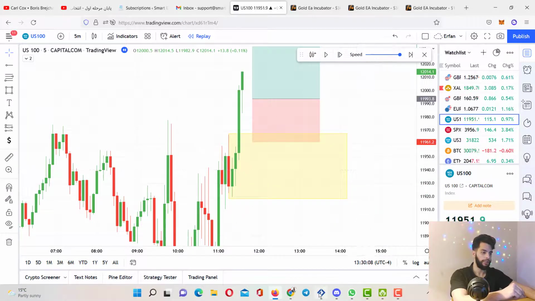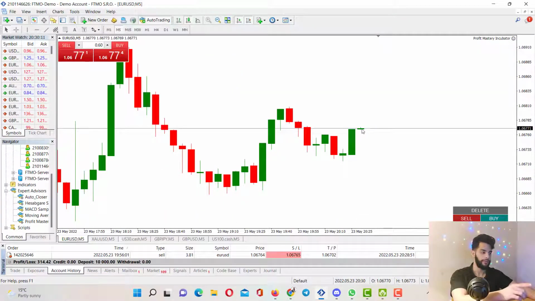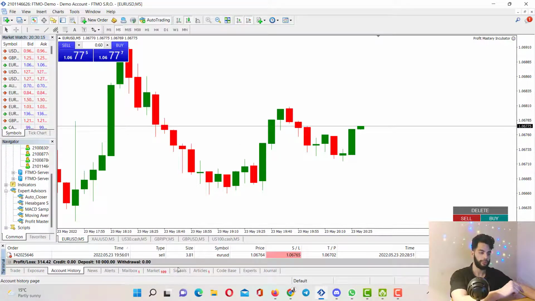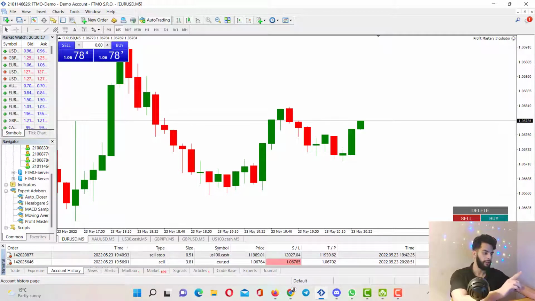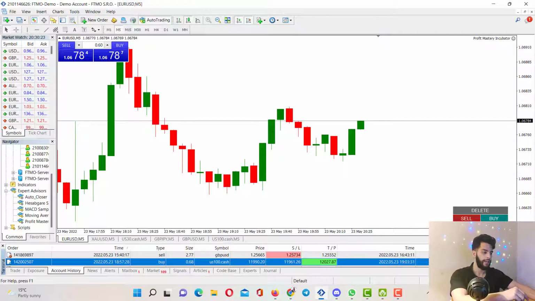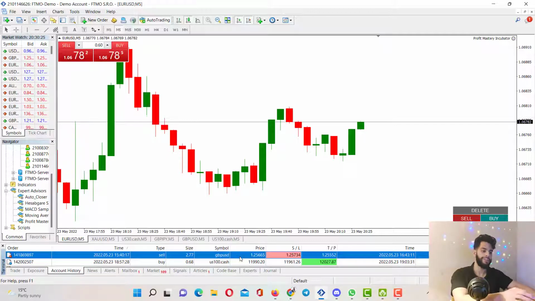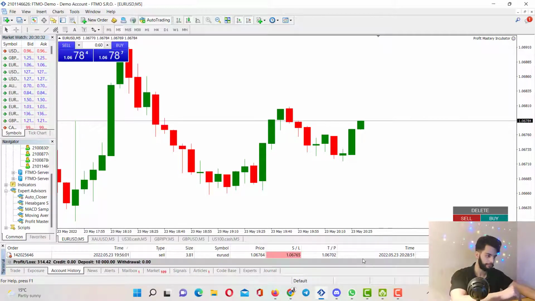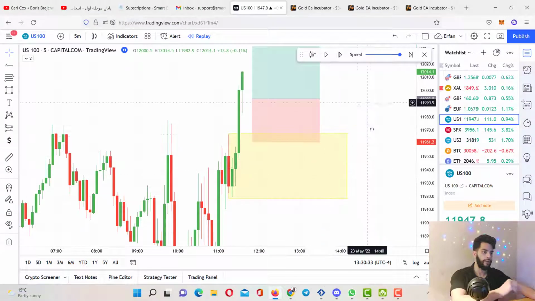And by the way, I got stopped out at break even for EURUSD, but I'm in profit for $314. And I got bad luck in GBPUSD. I got a profit in NAS100 that I'm showing you right now. This is a trade, and this is a trade that I got stopped out from GBPUSD. It was very bad luck. Perfect trade, perfect setup, just bad luck. And yeah, I'm gonna break it down for you.